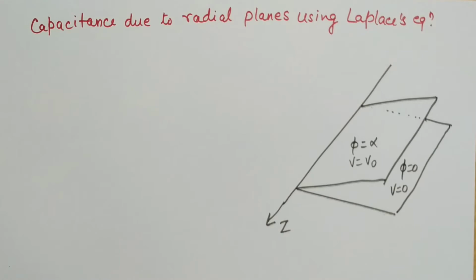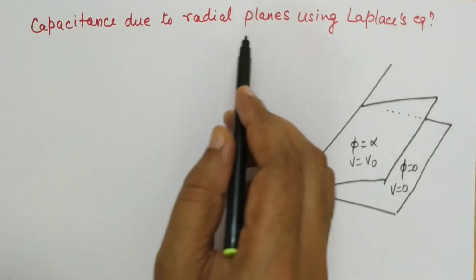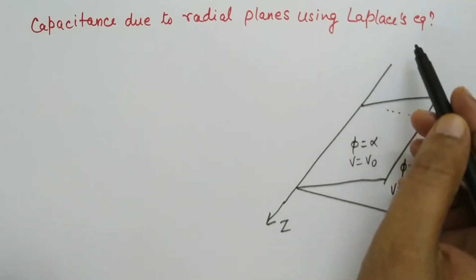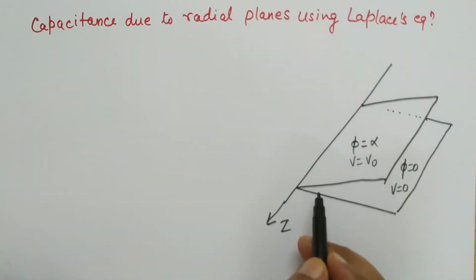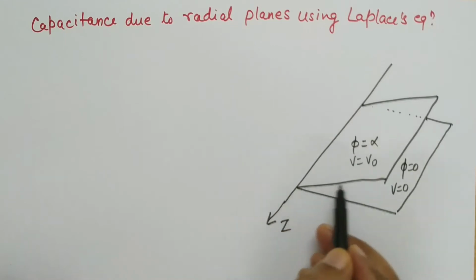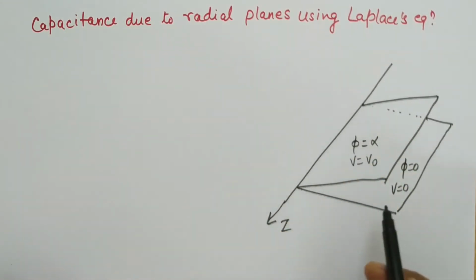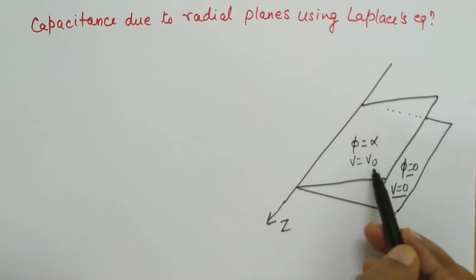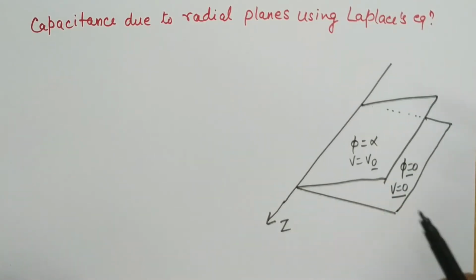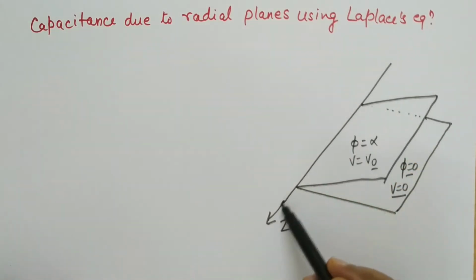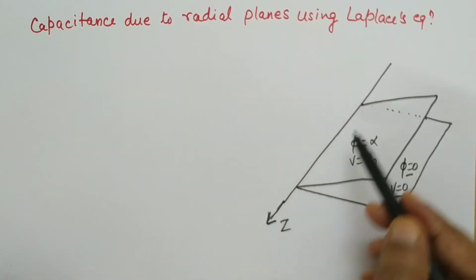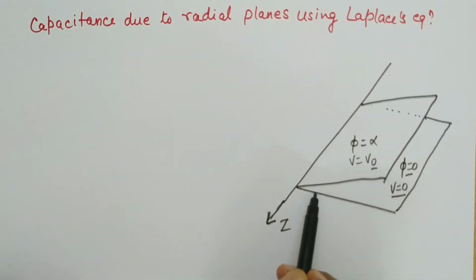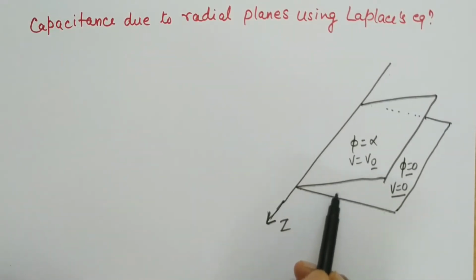In this lecture I am going to explain the capacitance due to radial planes using the Laplace equation. Radial planes means there are two planes in the radial direction, and these two planes are at different potential. One is at 0 potential at phi equal to 0. Another one is at V0 potential at phi equal to alpha, and our coordinate system is assumed in such a way that the positive z direction is in this way, so that this is 0 and in the positive direction we can move for angle alpha.